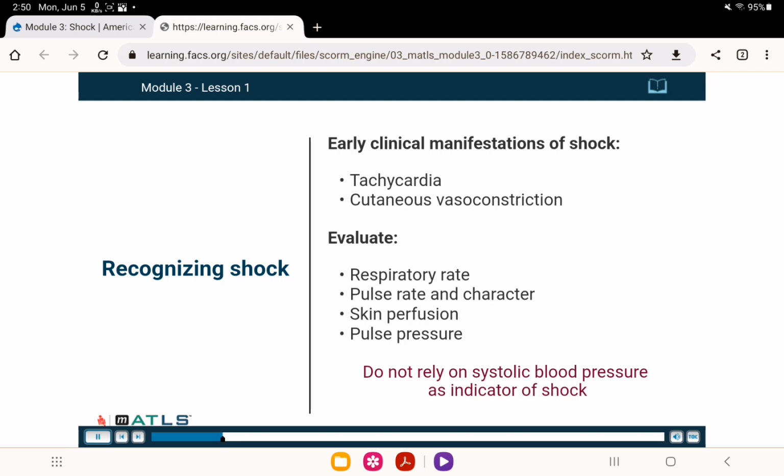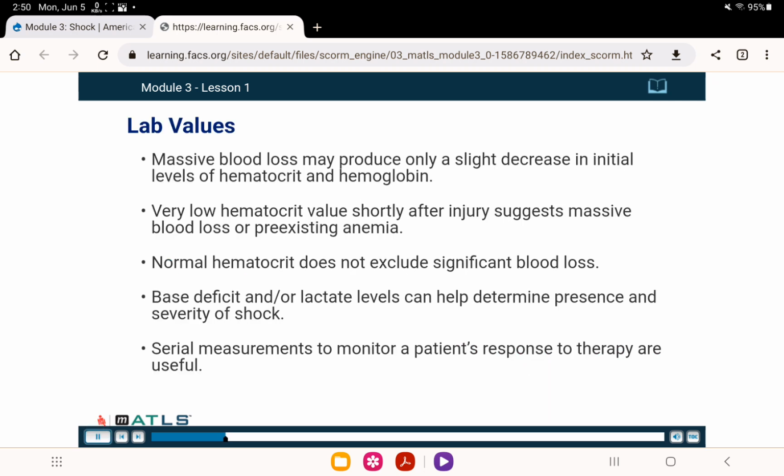Compensatory mechanisms can prevent a measurable fall in systolic pressure until up to 30% of the patient's blood volume is lost. Massive blood loss may produce only a slight decrease in initial hematocrit or hemoglobin concentration. Thus, a very low hematocrit value obtained shortly after injury suggests either massive blood loss or pre-existing anemia, and a normal hematocrit does not exclude significant blood loss. Base deficit and/or lactate levels can be useful in determining the presence and severity of shock. Serial measurements to monitor a patient's response to therapy are useful.